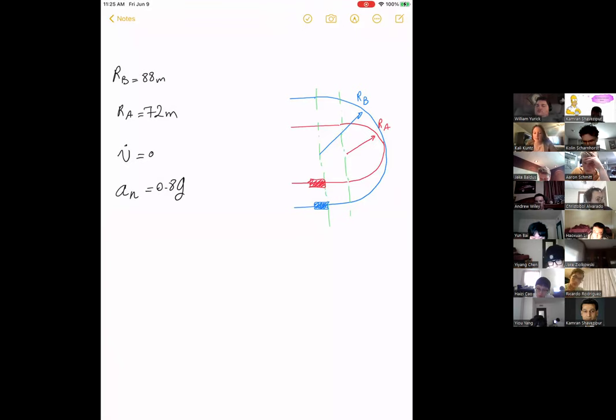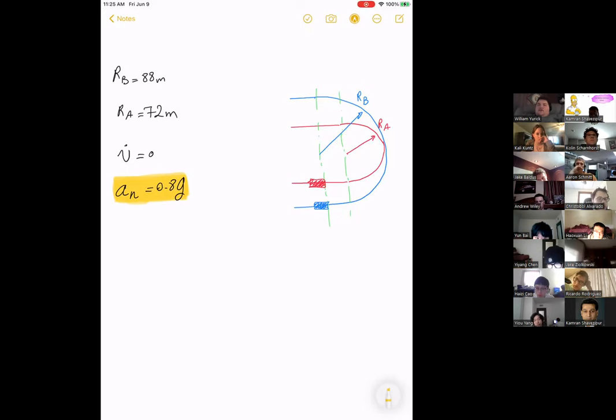First of all, the problem says the normal acceleration is limited to 0.8 G. Why do we have to make this assumption? And where does this come from? I know we didn't talk about kinetics of particles, forces and everything, but you guys have some idea from your physics one and before. So can you tell me why AN is limited? Couldn't we go like 2G, 3G, 5G? What limits the acceleration, either normal or tangential, for a car?